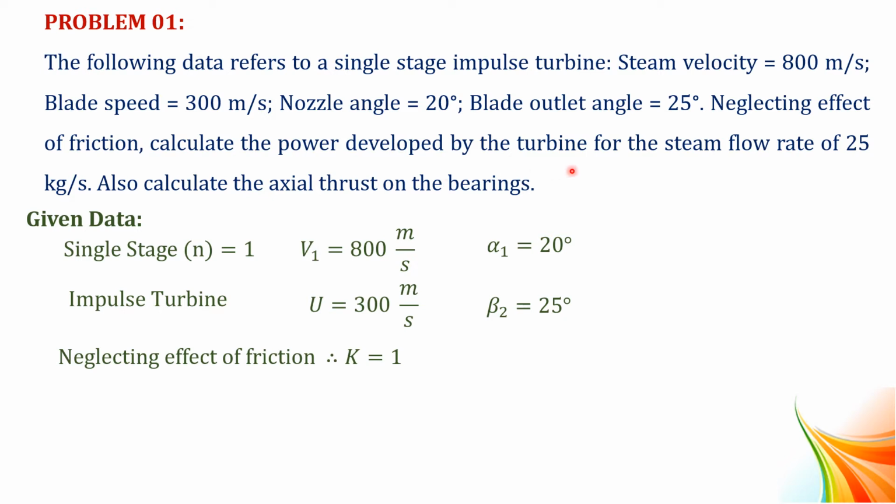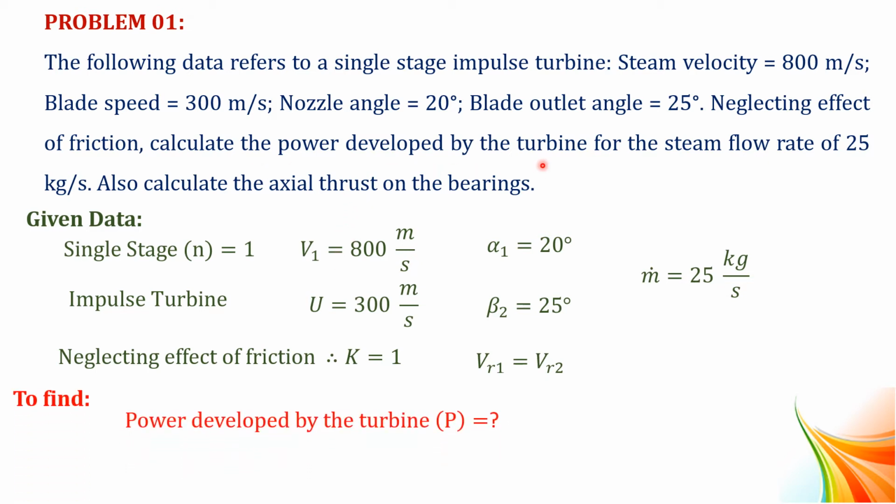Calculate the power developed by the turbine for the steam flow rate of 25 kg per second. So, if there is no friction, then VR1 equal to VR2. Steam flow rate of 25 kg per second, so m dot equal to 25 kg per second. Also calculate the axial thrust on the bearings. So, we have to find out the power developed by the turbine P and axial thrust on the bearing F.